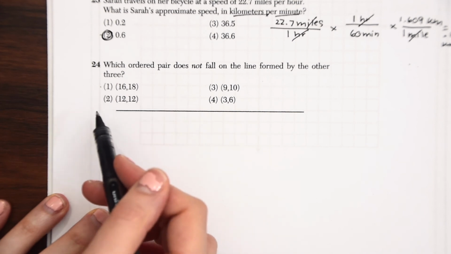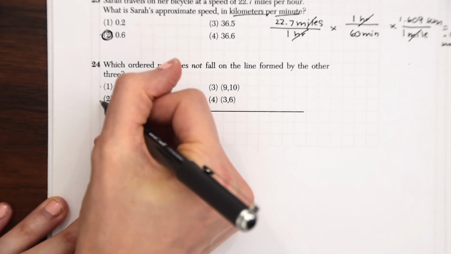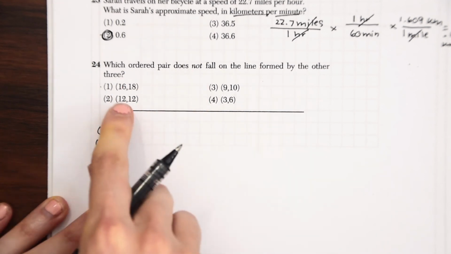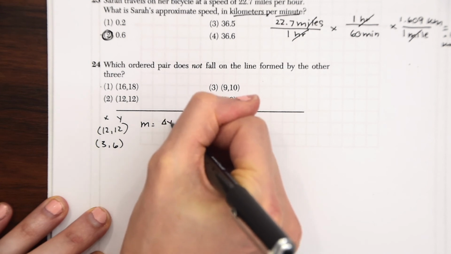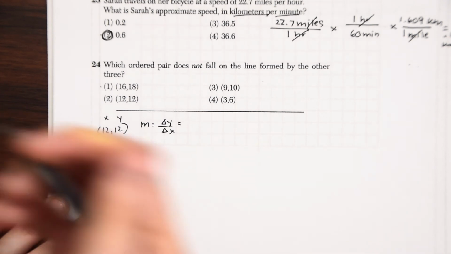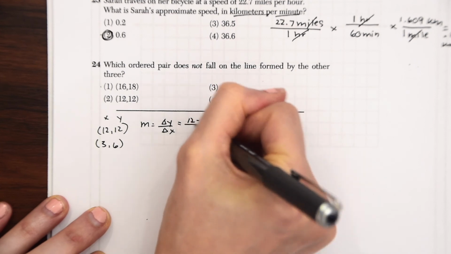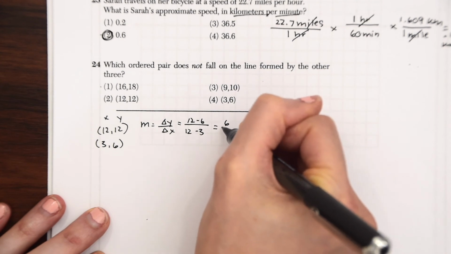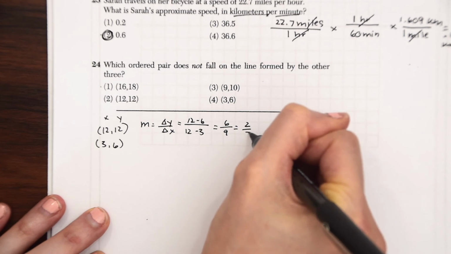So if we look at 12, 12, and 3, 6. So let's look at these two. I just took the ones down here. So let's find the slope. Remember, the slope is the change in y over the change in x, or the rise over the run. If we're doing the change, we're just subtracting and always keeping that same order. So we want 12 minus 6 all over 12 minus 3. So 12 minus 6 is 6, and 12 minus 3 is 9. And this can be reduced to 2/3.